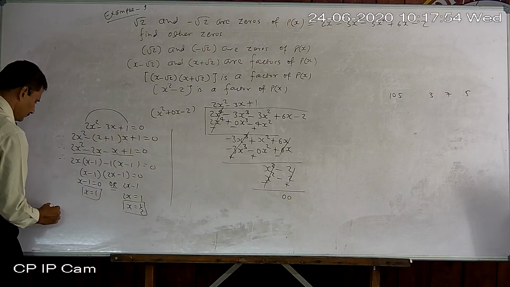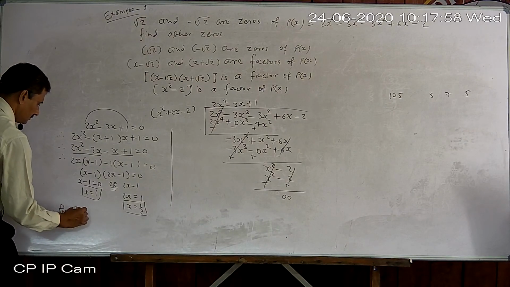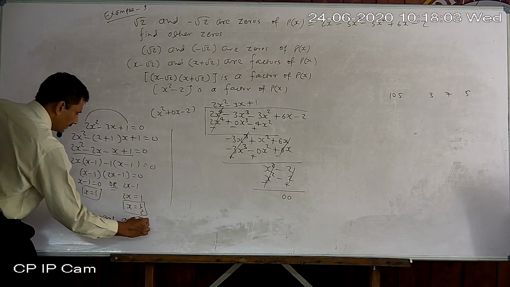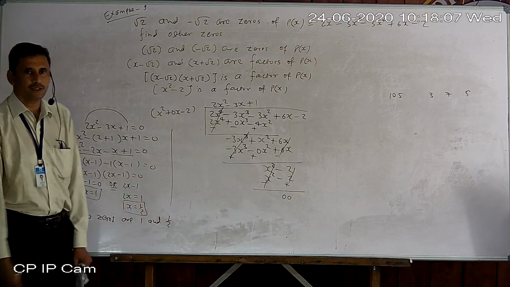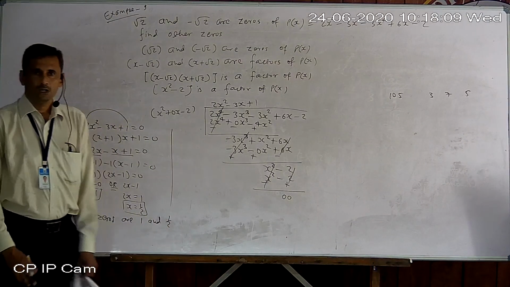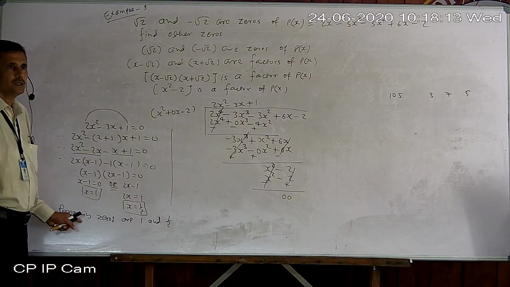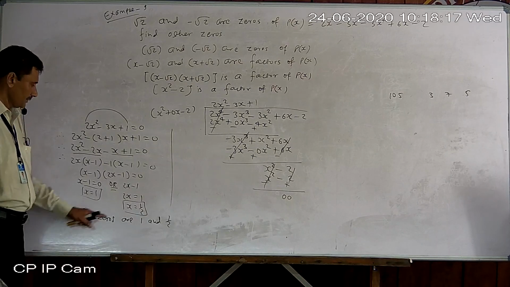So write down: therefore the remaining zeros are 1 and 1 by 2. The final answer should be in a statement. Okay, don't stop whenever you get it. The answer is always expected in a statement only. Okay, so keep this thing in mind.